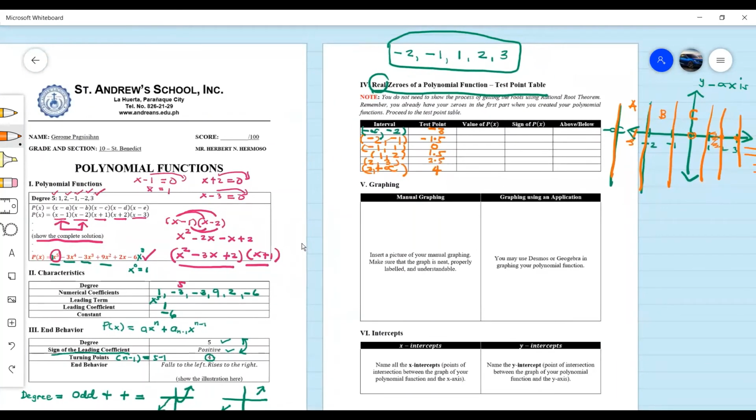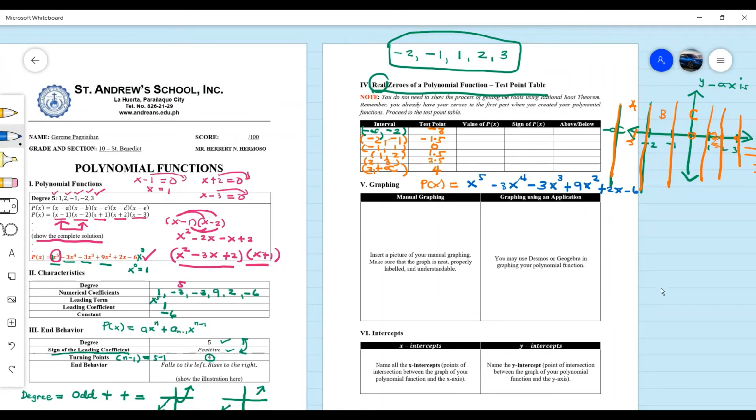So, here, ang polynomial function natin, the polynomial function that we have, i-rewrite ko lang dito: P of X is equal to X raised to the fifth power minus 3X to the fourth, minus 3X cubed, plus 9X squared, plus 2X, minus 6. Yan, nare-write natin dyan.